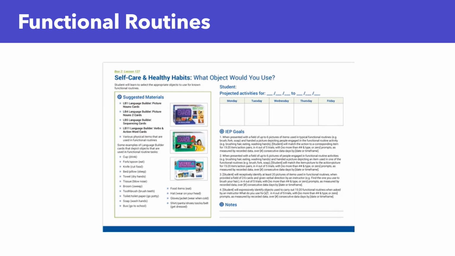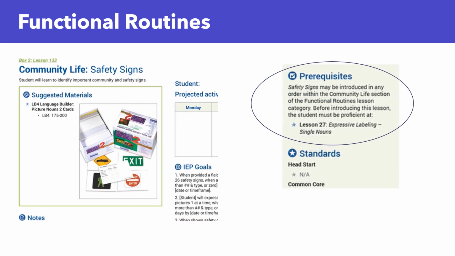Each of these lessons requires various prerequisites from outside the functional routines content category. For example, identification of safety signs requires being able to identify basic picture cards, a skill taught in the language category. Make sure that the student has mastered all of these preliminary skills before introducing each of the more advanced lessons.